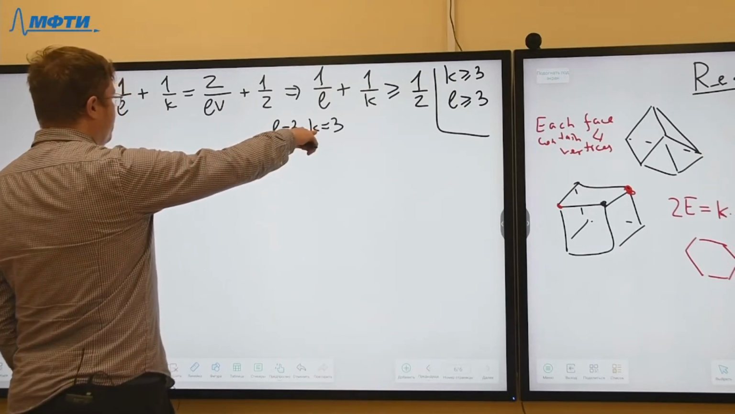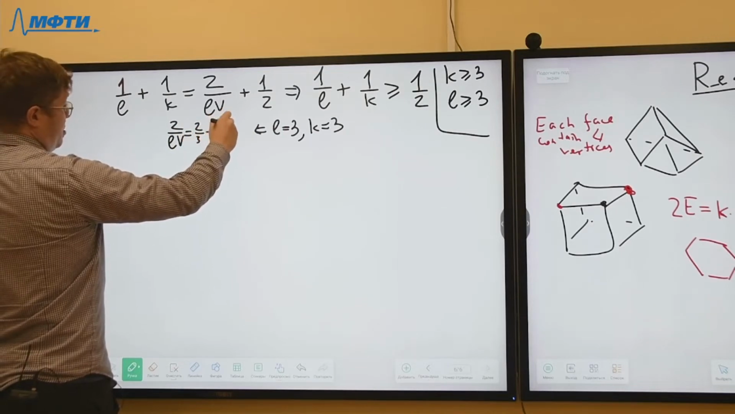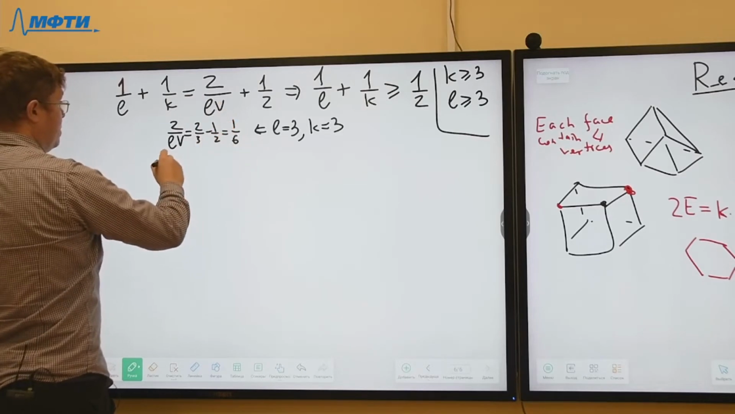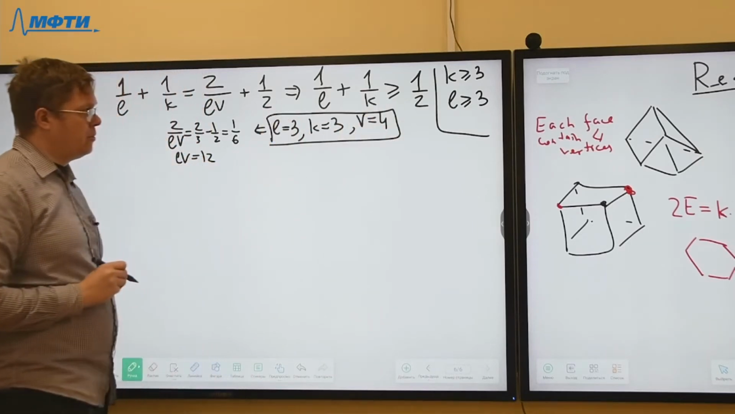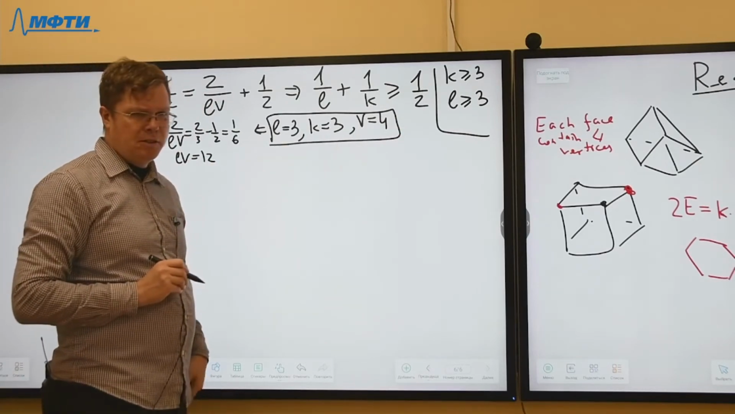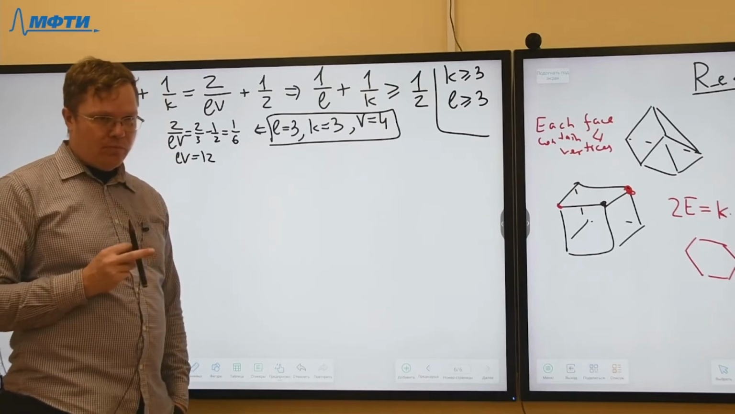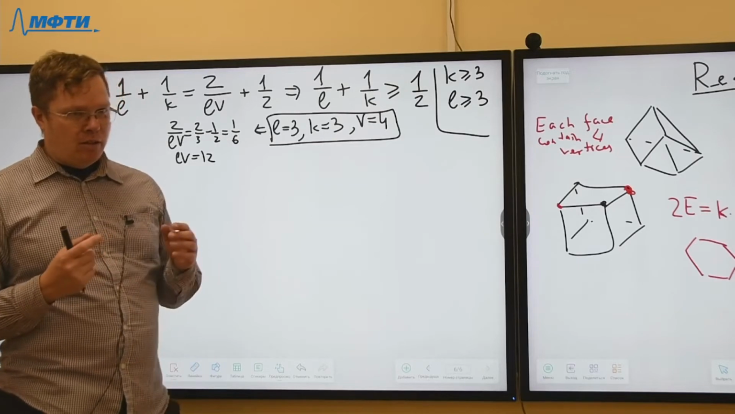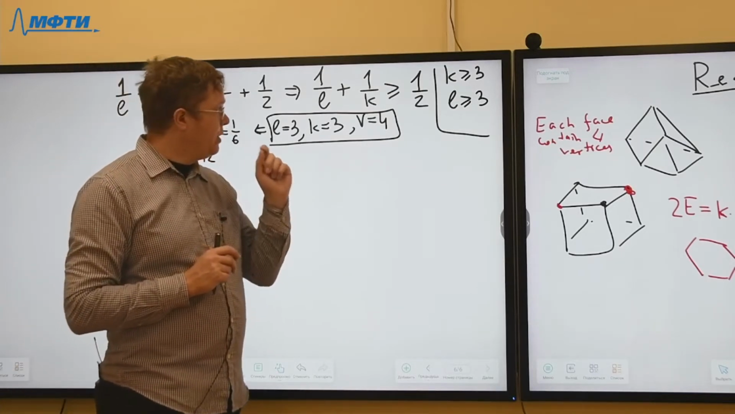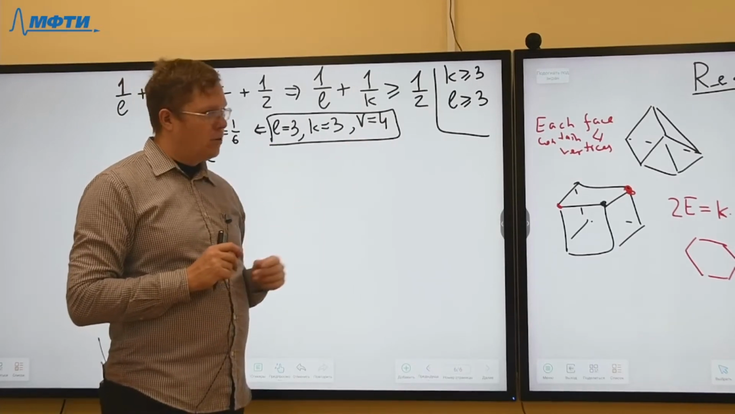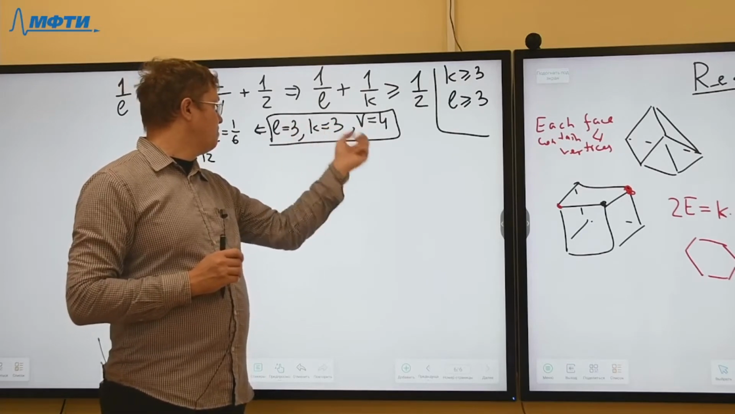If L equals 3, K equals 3, then we'll have 2 over LV is 2 thirds minus 1 over 2, which is 1 over 6. So LV is 12 and V is 4. Who knows what regular polyhedron has these properties? What regular polyhedron has exactly three edges in each face, each vertex belongs exactly to three faces, and we have exactly four vertices here? What is the regular polyhedron with these parameters?